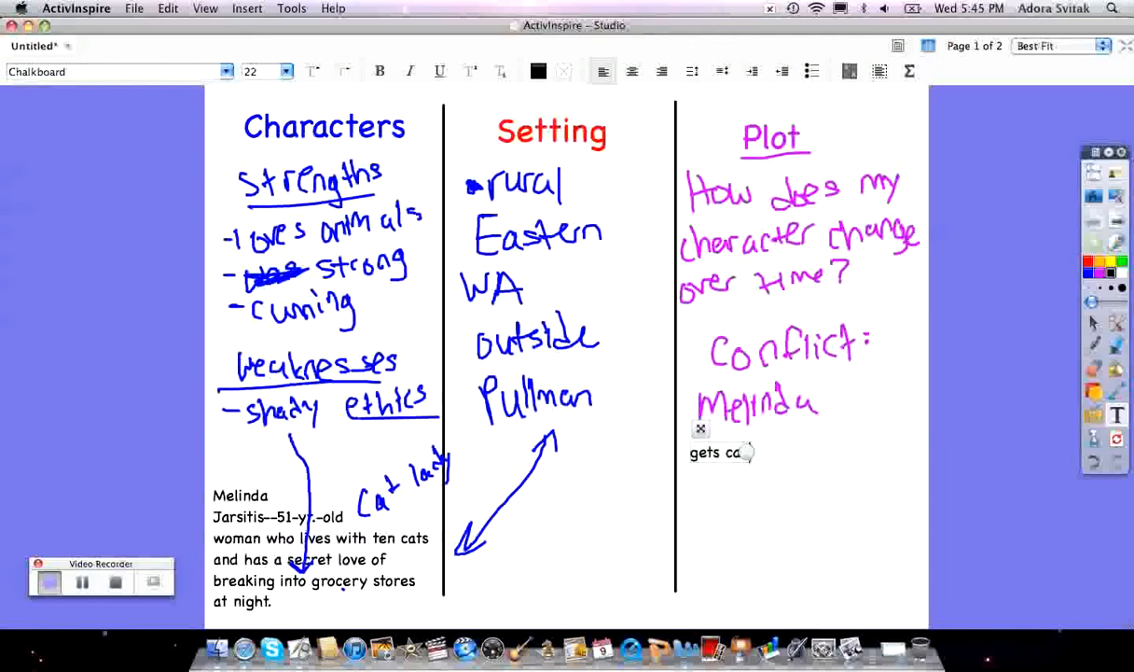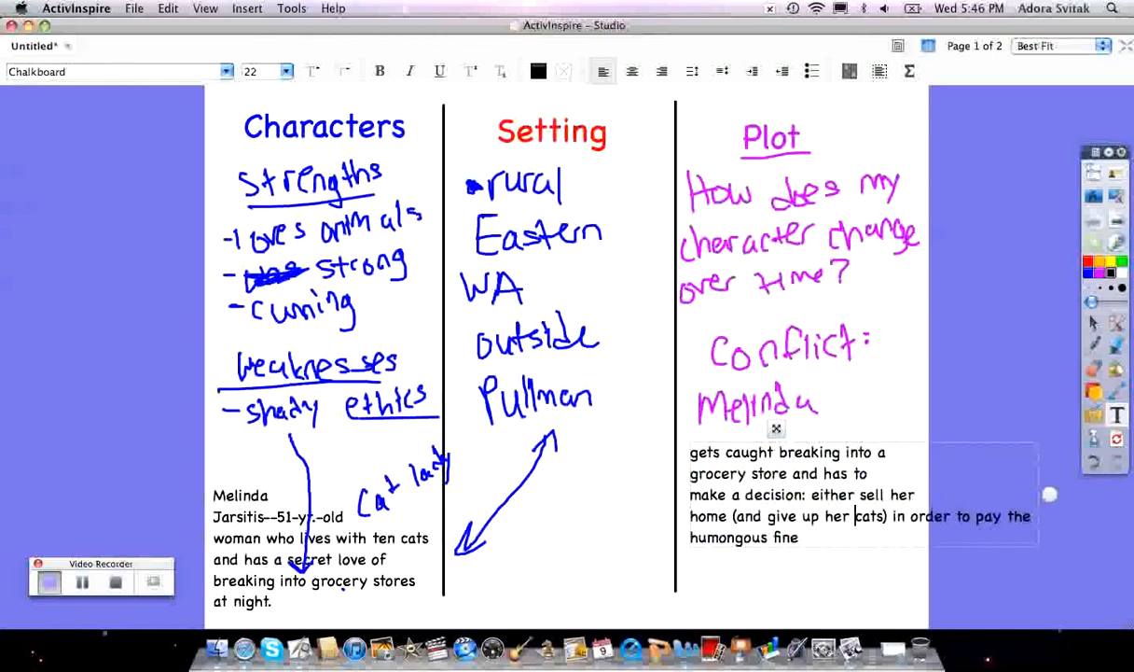She gets caught breaking into a grocery store and has to make a decision: either sell her home in order to pay the humongous fine, and give up her beloved cats, or go to jail. Okay, so kind of an interesting conflict, I hope you think.